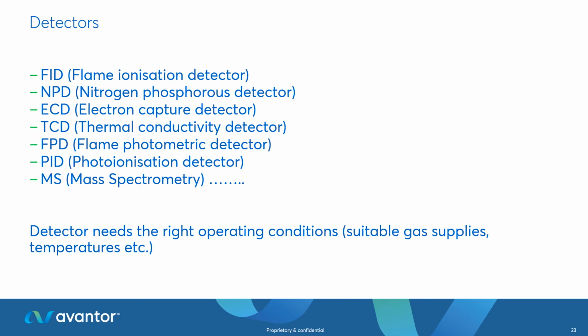In terms of detectors, there are a range of different detectors that are available. A list here shows a variety of different three-letter and two-letter acronyms, ranging from FID, flame ionization detector, to PID, photoionization detector. It is important with all of these different detectors to make sure that they're operated under the correct operating conditions. If they're not, there will be a loss of sensitivity and indeed a loss of resolution of the various peaks that you're looking at.